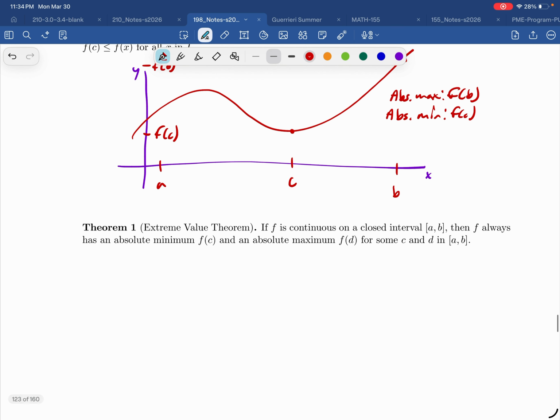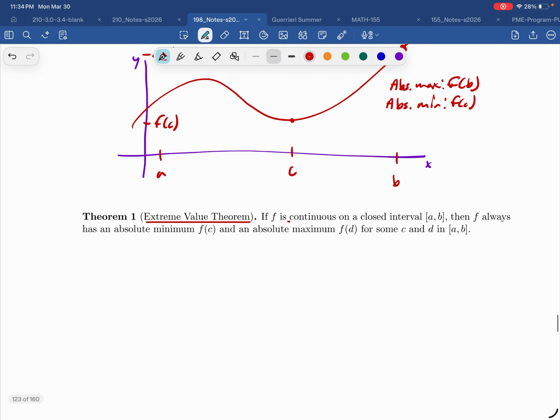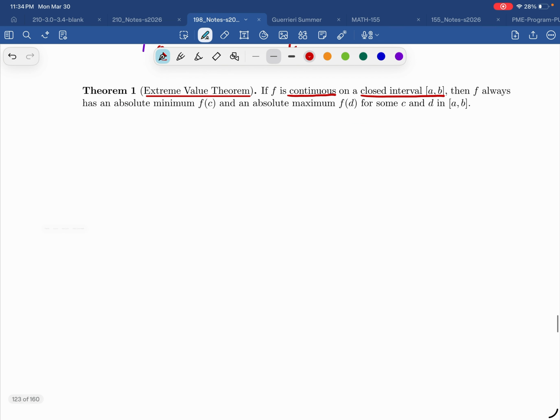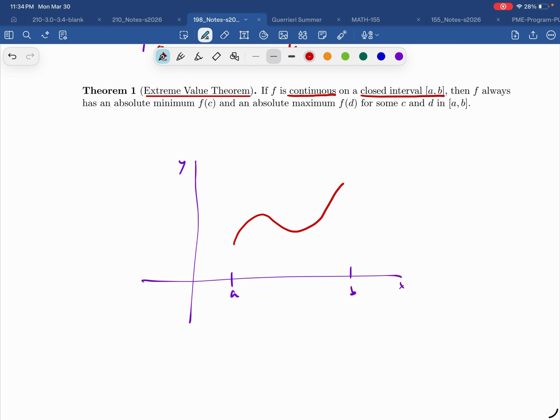But the extreme value theorem, I really should have let you fill this in. But anyway, the extreme value theorem states that if you have a continuous function on a closed interval, A to B, then a function always has an absolute maximum and it always has an absolute minimum. And again, if you just consider some interval, A to B, and you just draw a continuous function, I don't really care what you do.